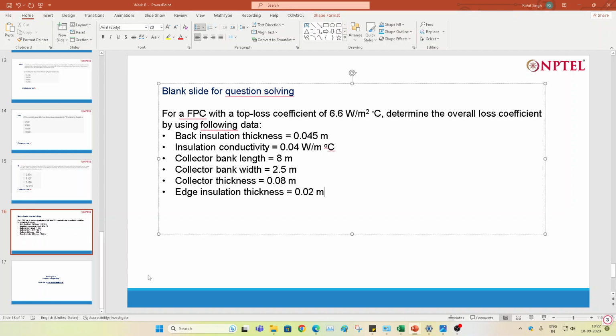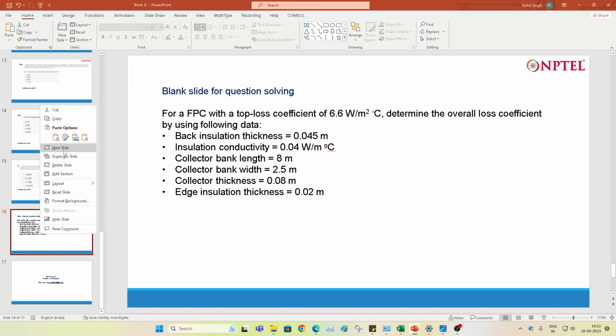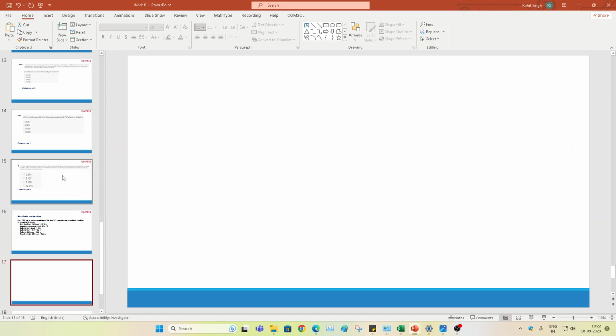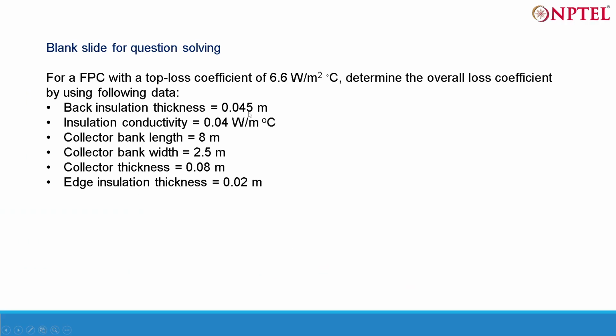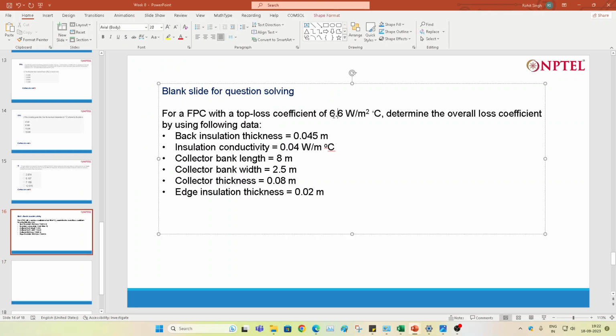So we have got the data. Now we will solve it. Let's change the values. Instead of 6.6, let's make it 8.2. Any more values we want to change? Let's change the back consideration to 0.45. Collector back length to 9.